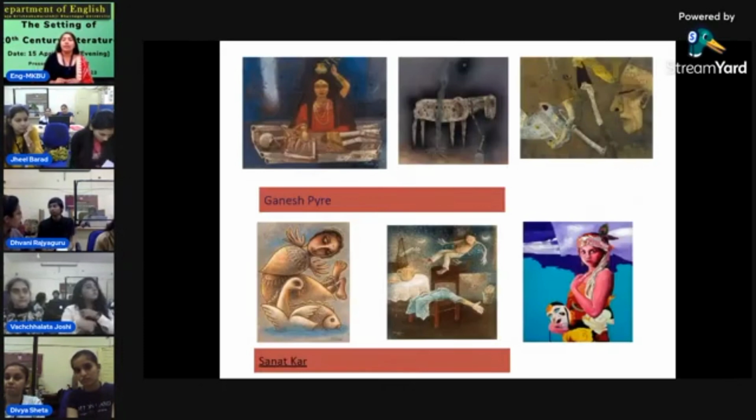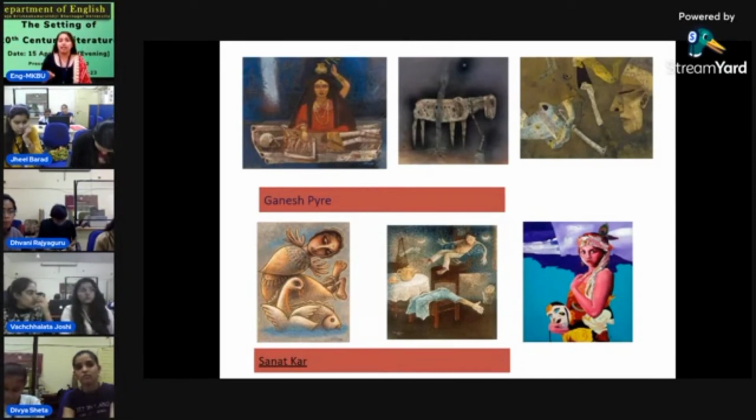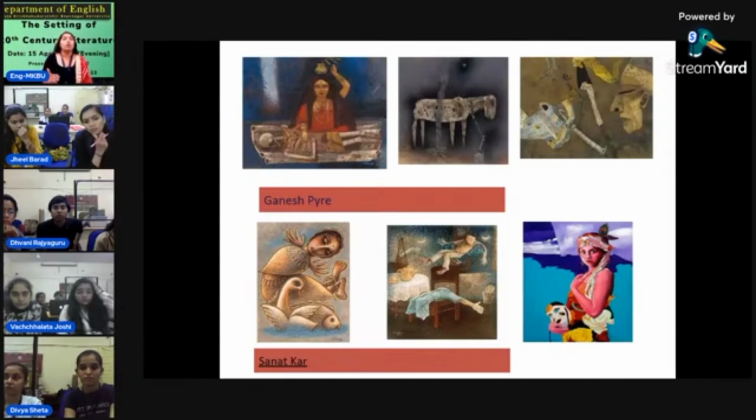Let's see. The first three are Ganesh Pyne's paintings. He was known as a dark surrealist. The second three are by Sankar. He was also a surrealism-influenced painter, and he also made paintings in a very unique way.